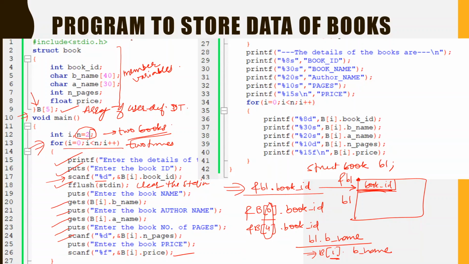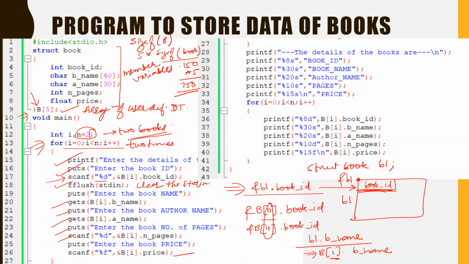Okay, if I ask you the size of this particular array, that is sizeof(b), it would be 5 multiplied by sizeof(struct book). If the individual size of struct book is 150, the overall size of this array would be 150 into 5, that is 750. So this is how the size of the array of a struct book data type is calculated.